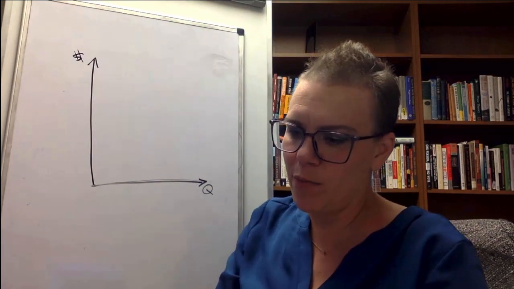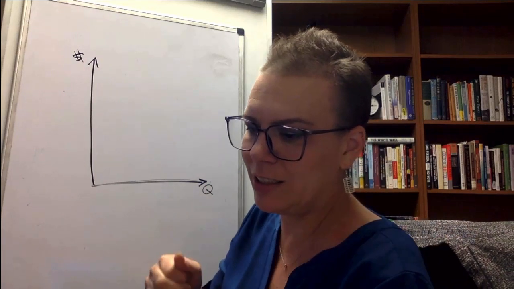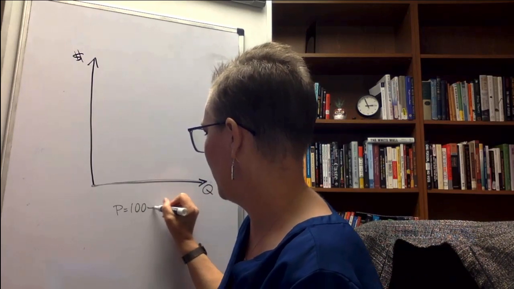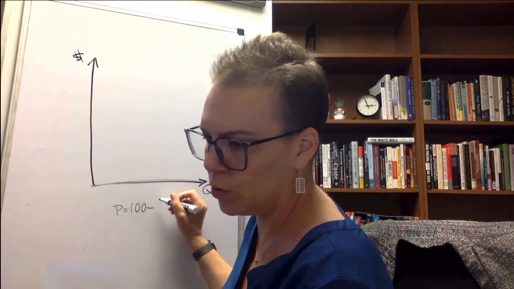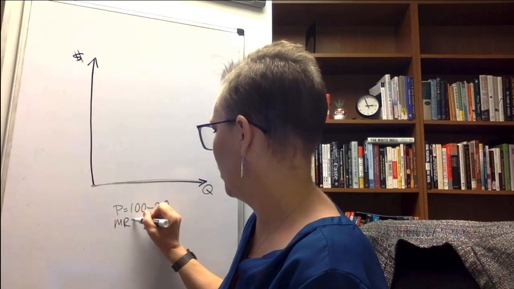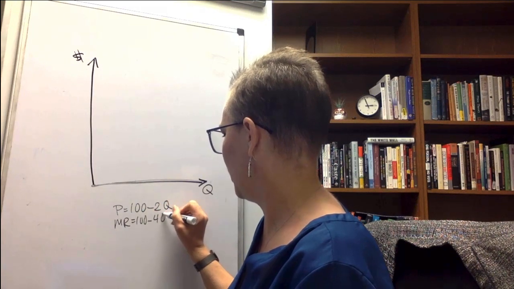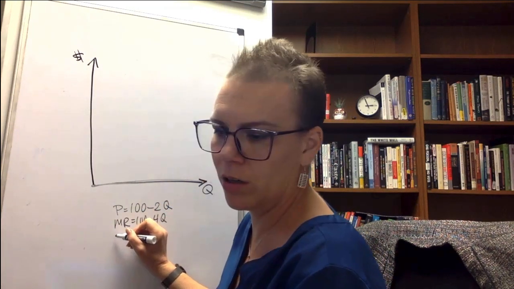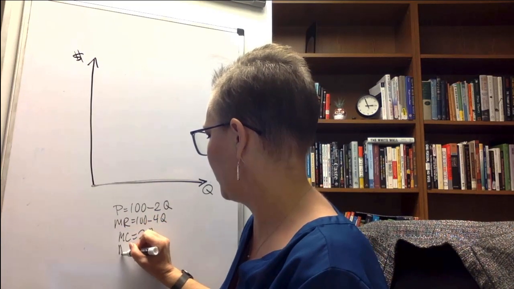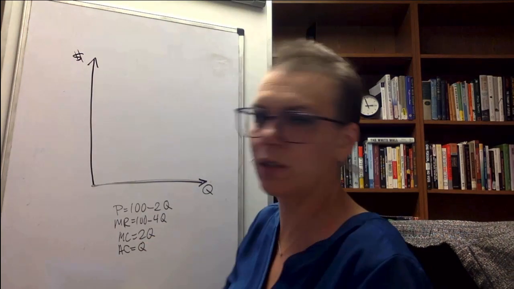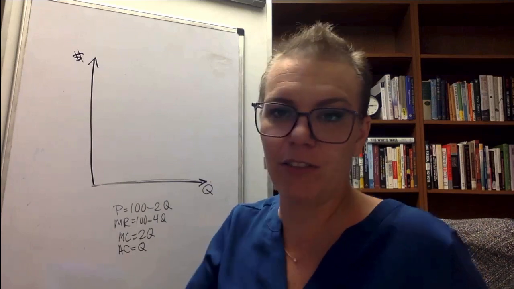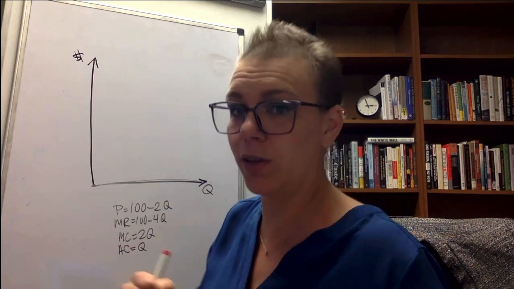And if we remember, our inverse demand function was P equals 100 minus 2Q, right? Our marginal revenue curve was 100 minus 4Q, and our marginal cost curve is 2Q, and our average cost curve was just Q. So those are the 4 curves that we want to graph. The first thing we want to do is find out where these curves come from, what their slopes are, what they're going to look like.